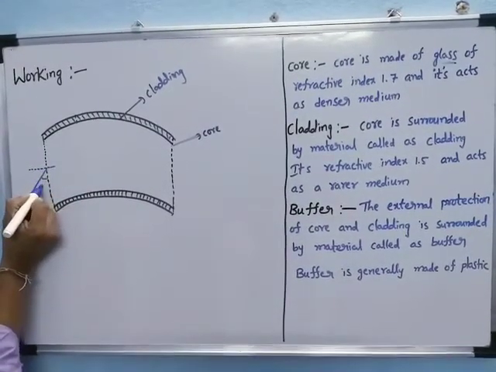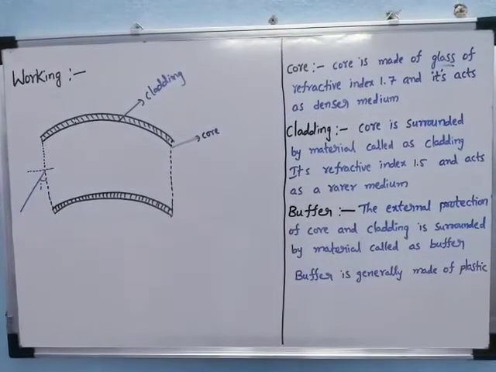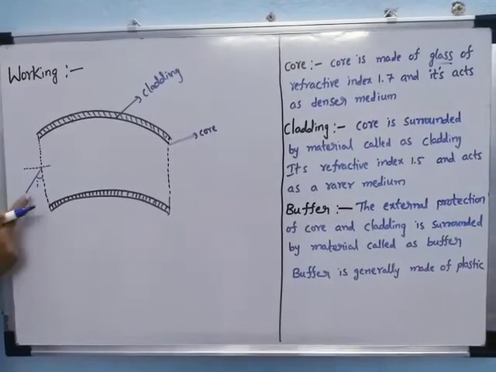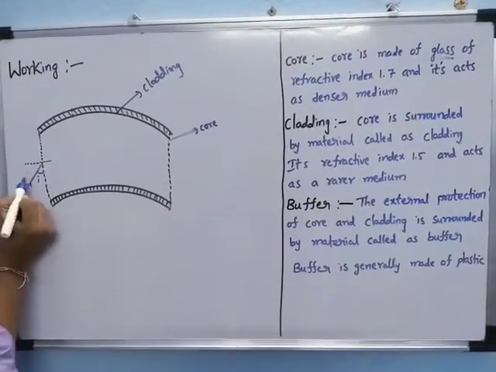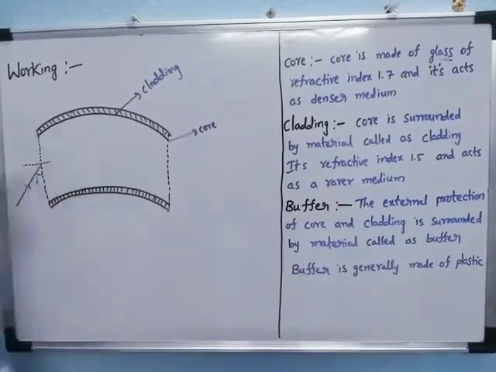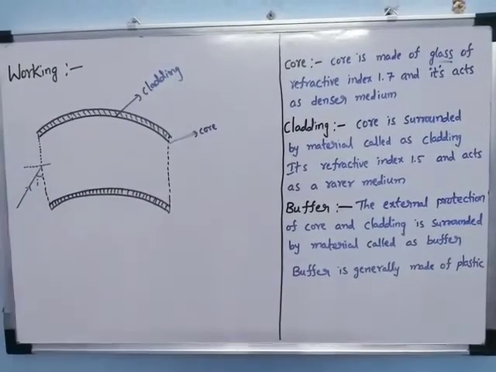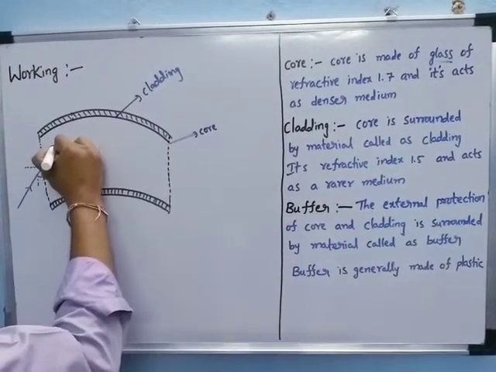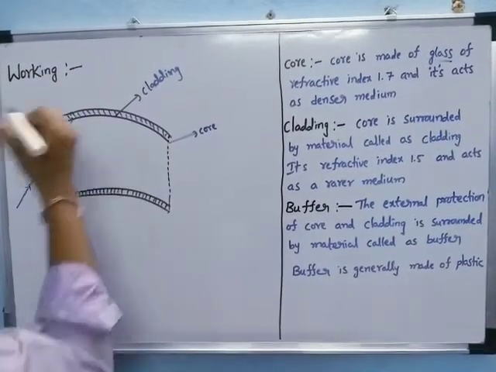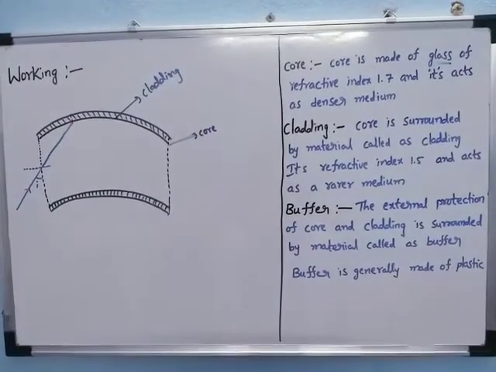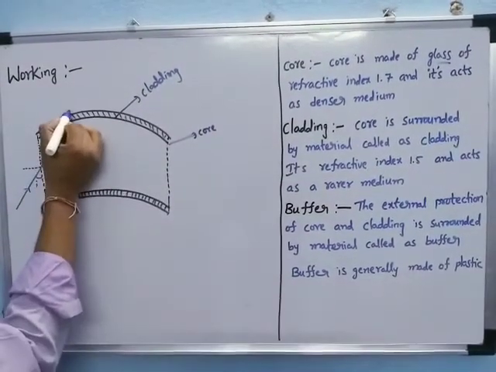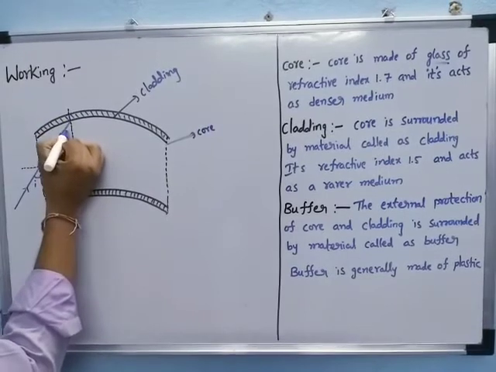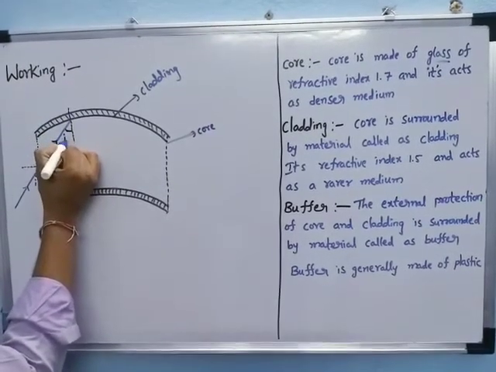This angle is called the angle of incidence i. After that, the light travels from a rarer medium to a denser medium because it is entering the denser medium, and it is refracted and meets the cladding. Now here you consider the normal. This angle of incidence we consider as i1.